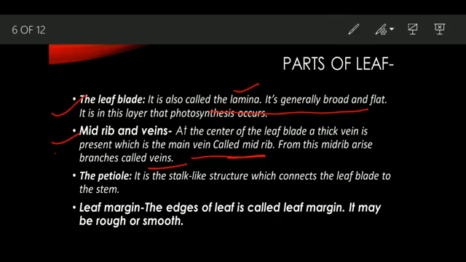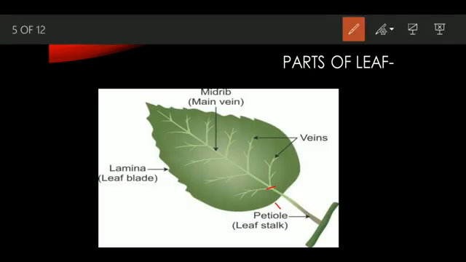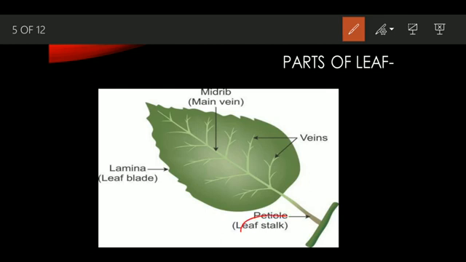The next part of the leaf is the petiole. Students, the petiole is generally a stalk-like structure which connects the leaf blade to the stem. Just see here, this is a stalk-like structure. It is a long, cylindrical, elongated structure. If you remember, I told you that the leaf blade is the broader part of the leaf, and this broader part is connected to the stem with the help of a stalk-like structure, which is called the petiole. All right.